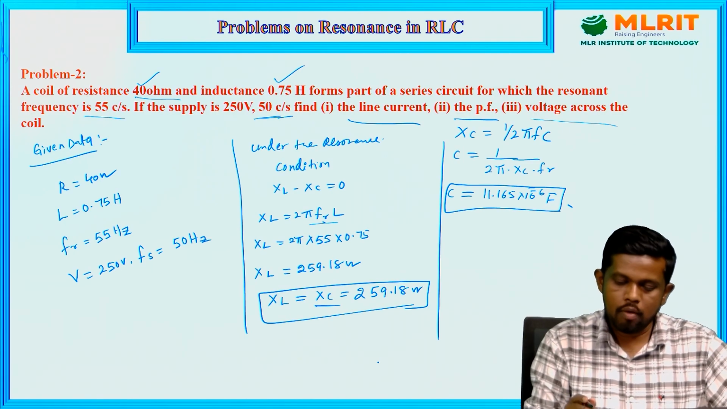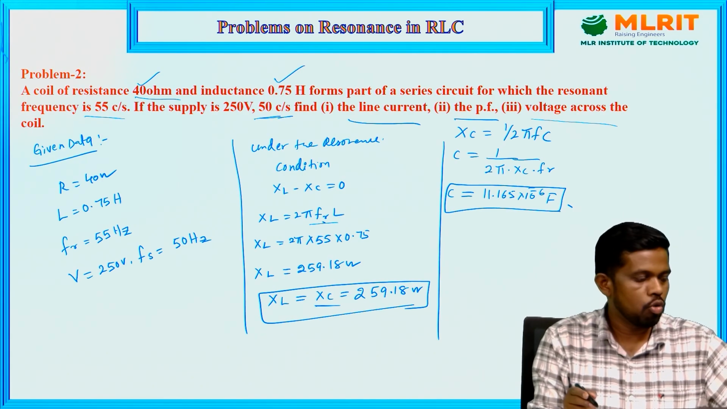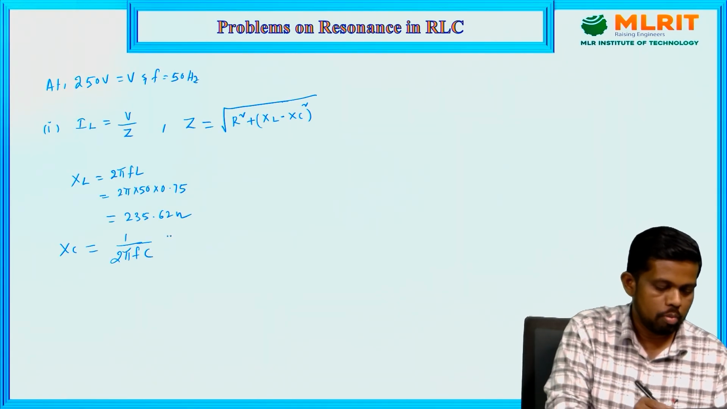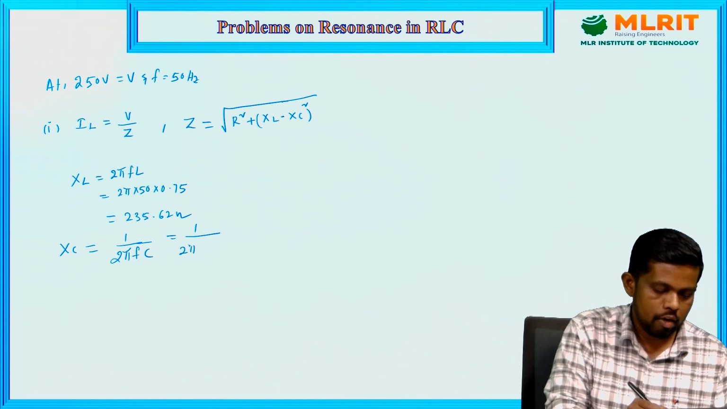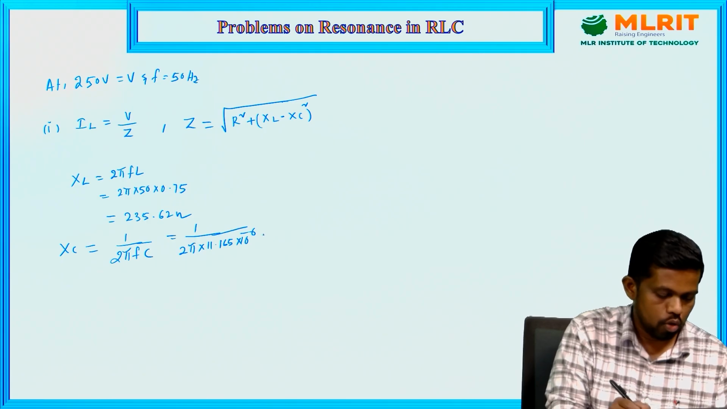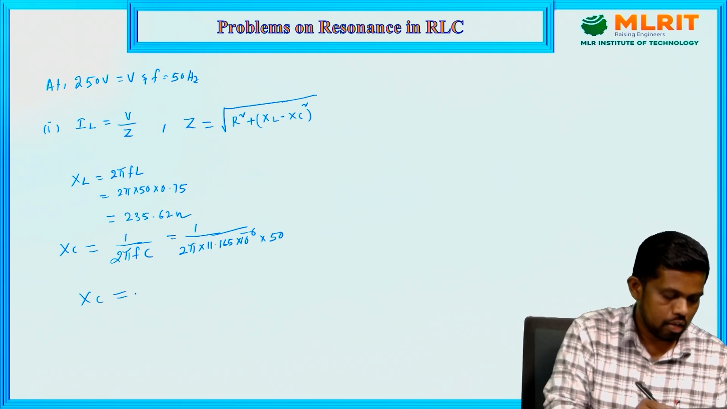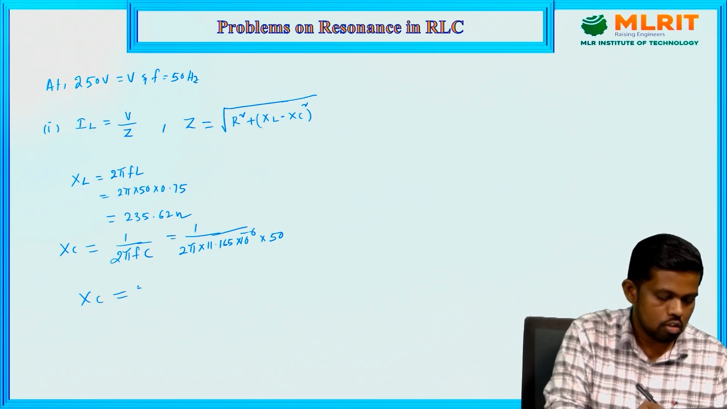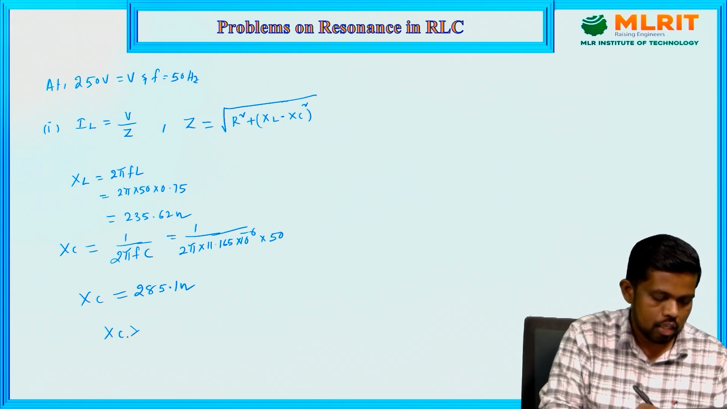C value, how much? 11.165 farad. That is 11.165 into 10 power minus 6 farad. So based on that, 1 by 2 pi into 11.165 into 10 power minus 6 farad, into 50. So for this XC, after simplification, we get 285.1 ohm. So in this case, XC dominates XL, that's why XC is greater than XL.